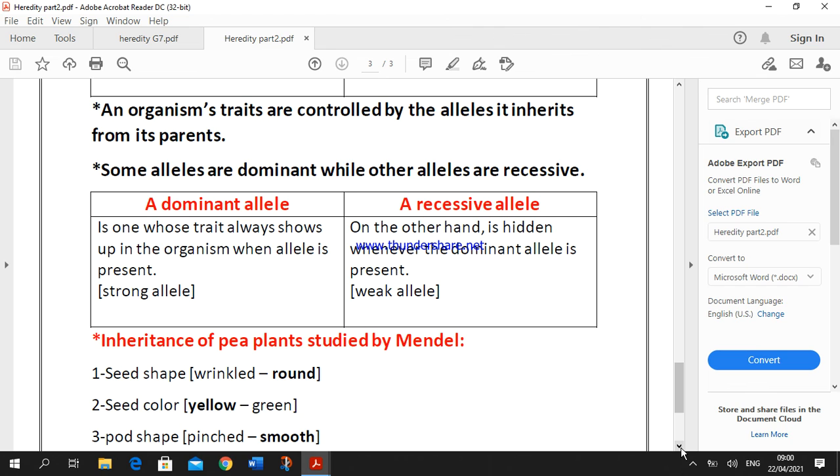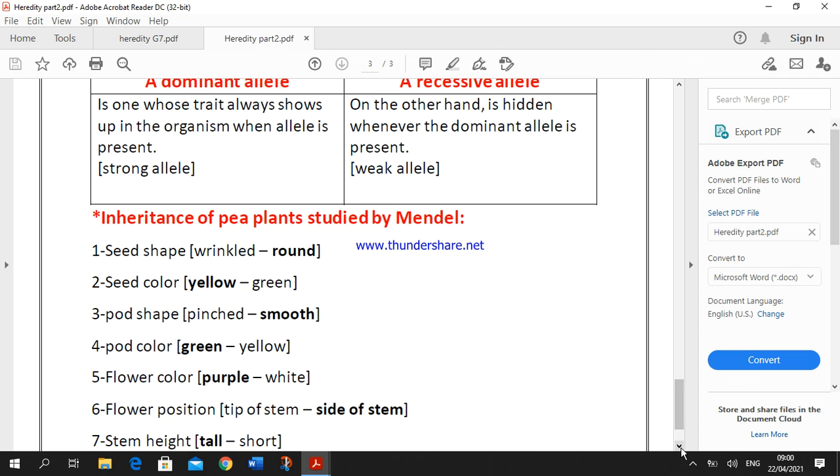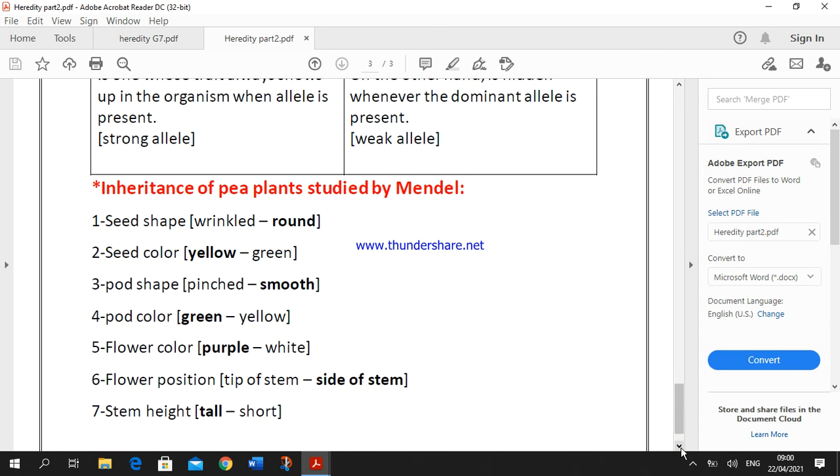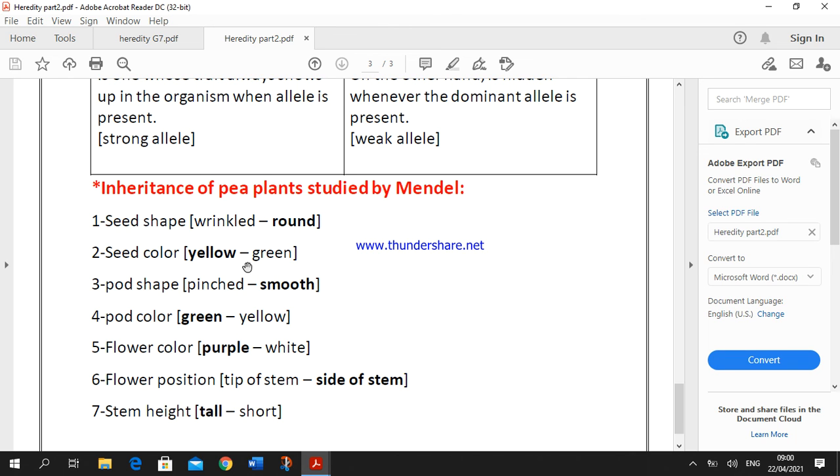Mendel studied seven traits. The inheritance of pea plant traits studied by Mendel, okay, seven traits of the pea plant, like seed shape, seed color, pod shape, pod color, flower position, stem height, okay. Seed shape: wrinkled, recessive; round, dominant. Seed color: yellow and green. Yellow, dominant; green, recessive. Pod shape: pinched or smooth, okay. Pinched, recessive; smooth, dominant. Pod color: green or yellow. Green, dominant, while yellow is recessive.